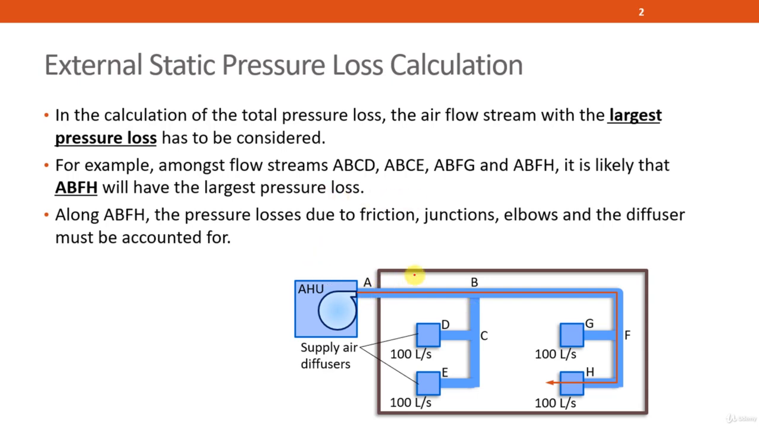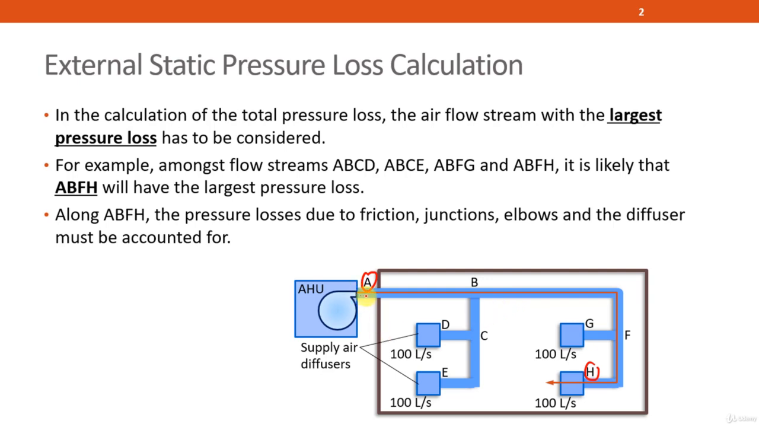As you can see from this very simple schematic, A, B, F, H will be the longest duct. That means the air will have to travel the longest distance from A all the way to H, compared to A, B, C, D, or A, B, C, E, or A, B, F, G. Although usually we calculate the longest duct, it may not be the one with the largest pressure loss. So what do I mean?